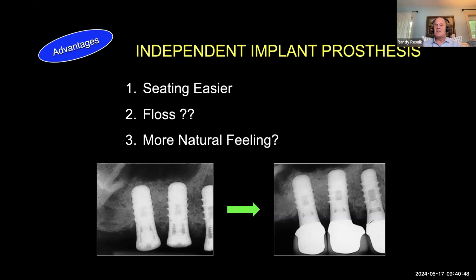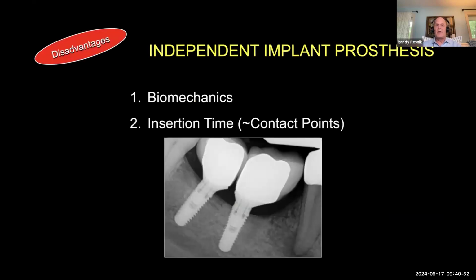These are the advantages of keeping the implants independent. Now, what are the disadvantages? Well, we know from biomechanics that right off the bat, when we splint, it's a lot better. So if we have two independent crowns, biomechanically, it's not going to be as good. Insertion time, I believe it does increase insertion time because we do have contact points that we have to adjust in a lot of situations.